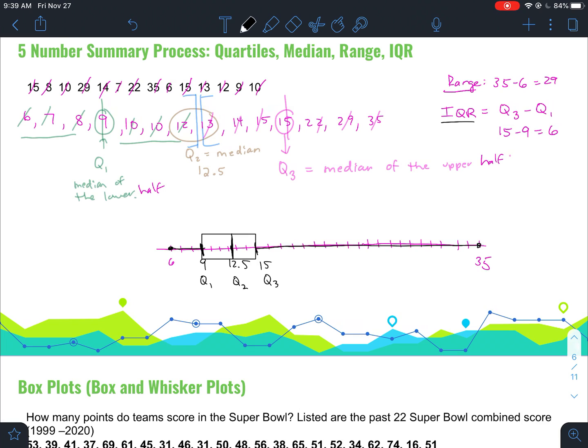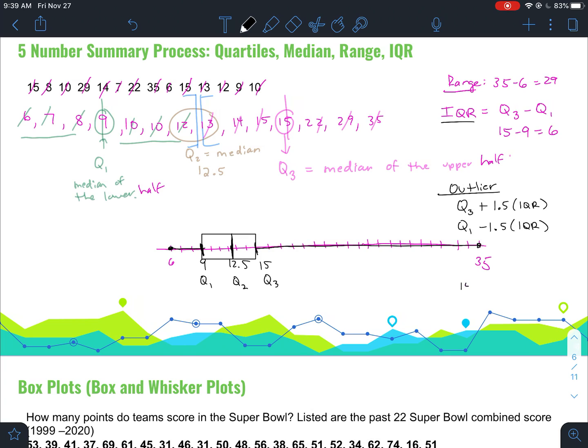So notice it looks like 35 probably is going to be an outlier. So if you want to know if something's an outlier, we have an actual mathematical calculation we can do. We can do Q3 plus 1.5 times the IQR. If any numbers are greater than that, they would be an outlier. Or you could do Q1 minus 1.5 times the IQR. If any numbers are smaller than that, they'd be an outlier.